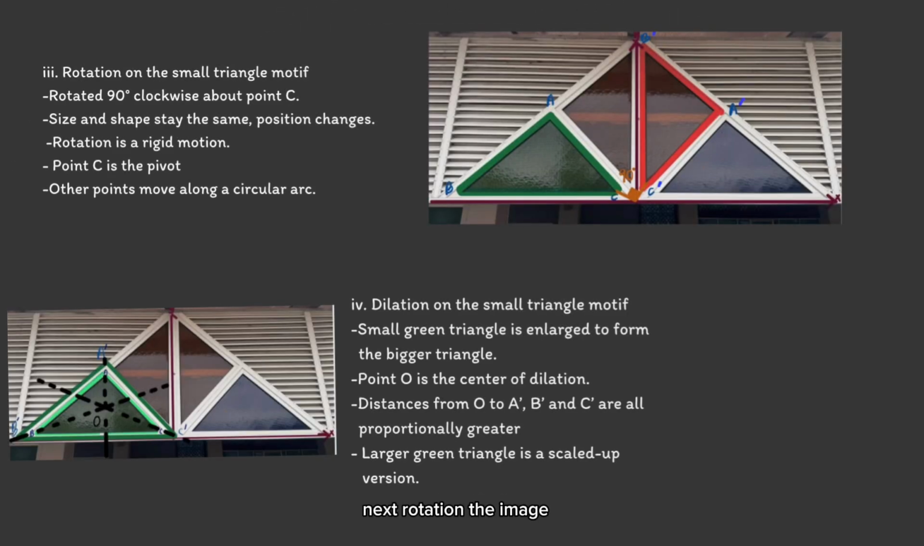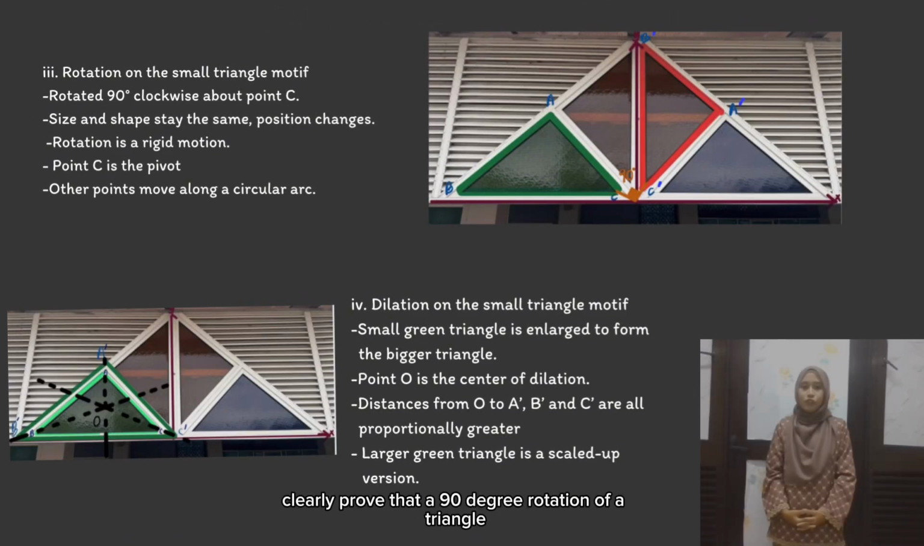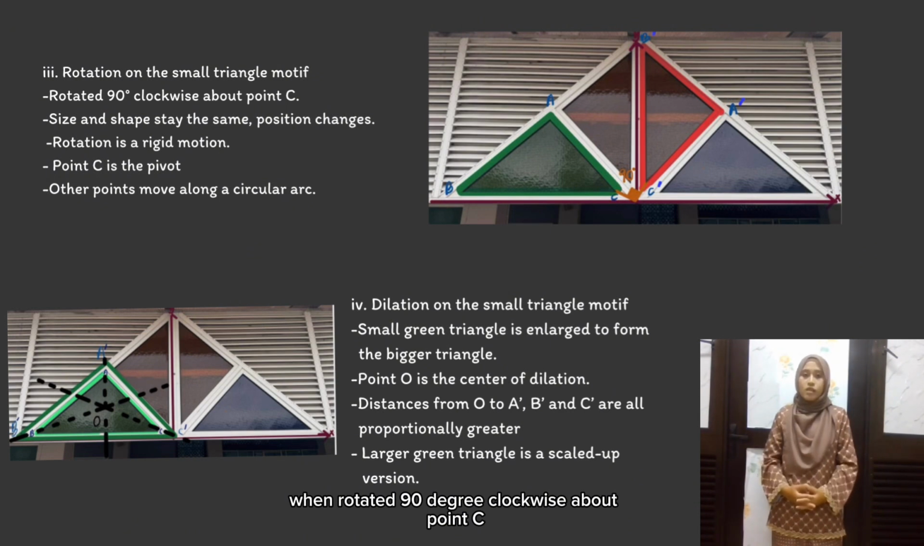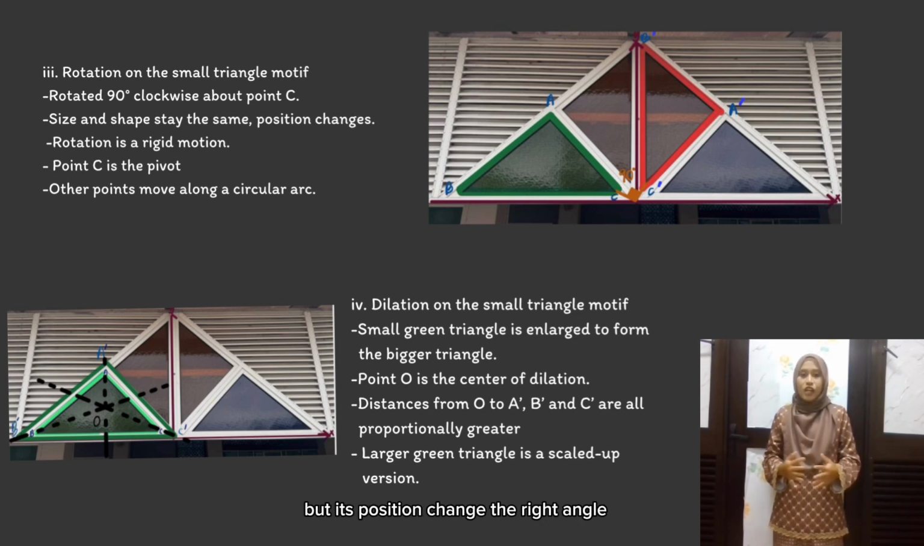Next, rotation. The image clearly proves a 90-degree rotation of triangle green around point C to triangle red. Initially, the green triangle ABC is positioned horizontally. When rotated 90 degrees clockwise about point C, it aligns vertically, forming the red triangle. The triangle's size and shape stay the same in this transformation, but its position changes. The right angle, which is 90 degrees at point C, is the key to understanding this change.